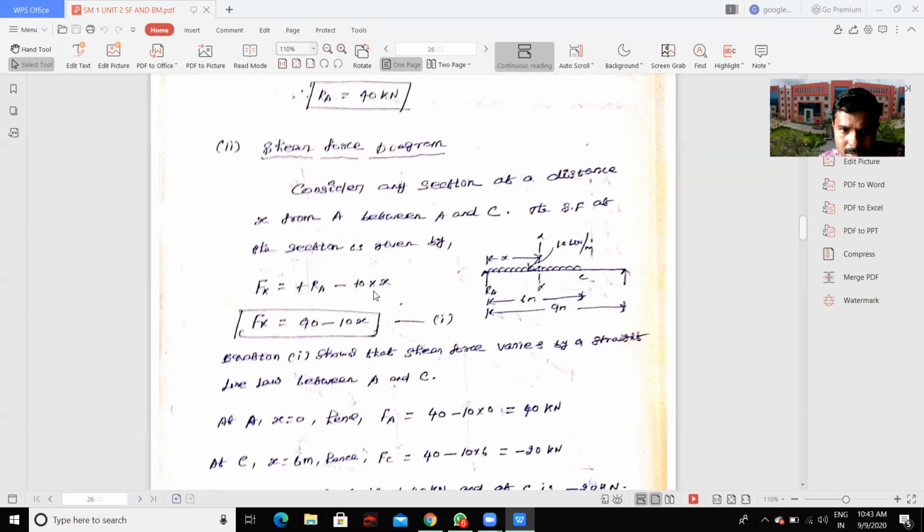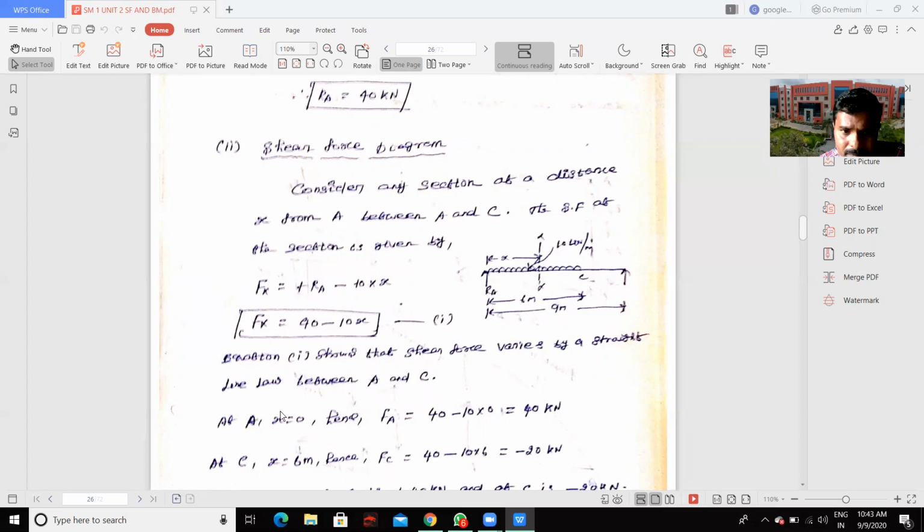So RA minus 10 into x. RA is 40 kilonewton. Therefore 40 minus 10 into x. This is equation 1. So the equation shows that the shear force value follows a straight line law, right? Between A and C, it will be a straight line law.